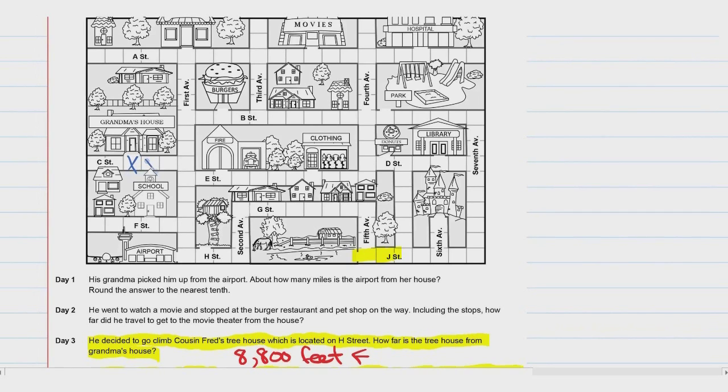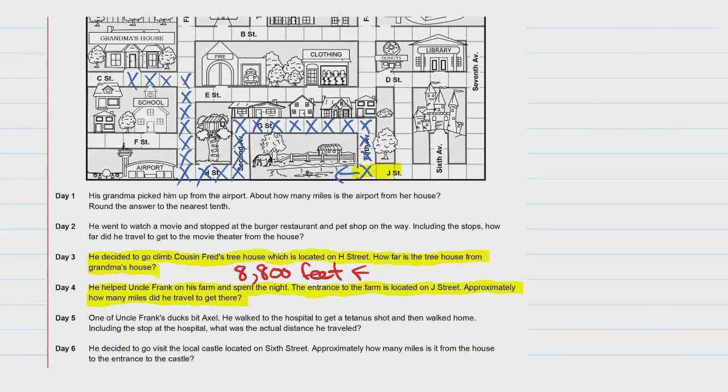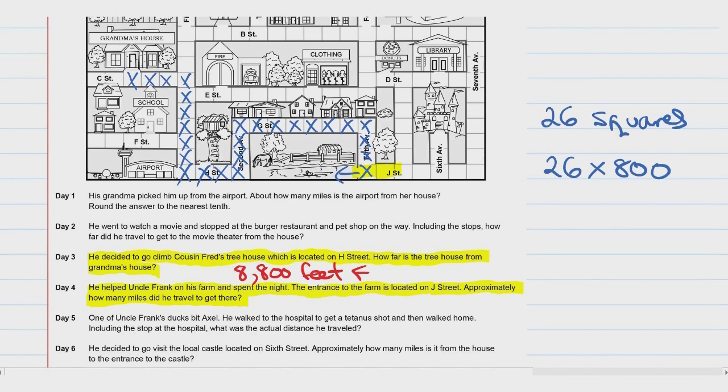So I'm going to go 1, 2, 3, 4, 5, 6, 7, 8, 9, 10, 11, 12, 13, 14, 15, 16, 17, 18, 19, 20, 21, 22, 23, 24, 25, 26. And then he walks into the farm to help his Uncle Frank. So he went 26 squares. So I take this 26 and I first multiply it by 800 to convert it to feet. I do not care about those 2 zeros at first, so I just do 8 times 26. 8 times 6 is 48. Carry the 4. 8 times 2 is 16 plus 4 is 20. Then I take these 2 zeros and I put them back in, and I get 20,800 feet.